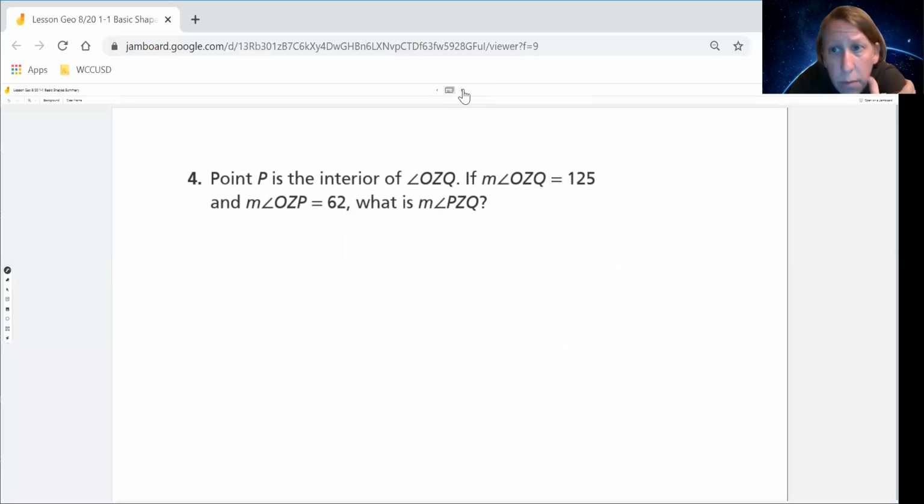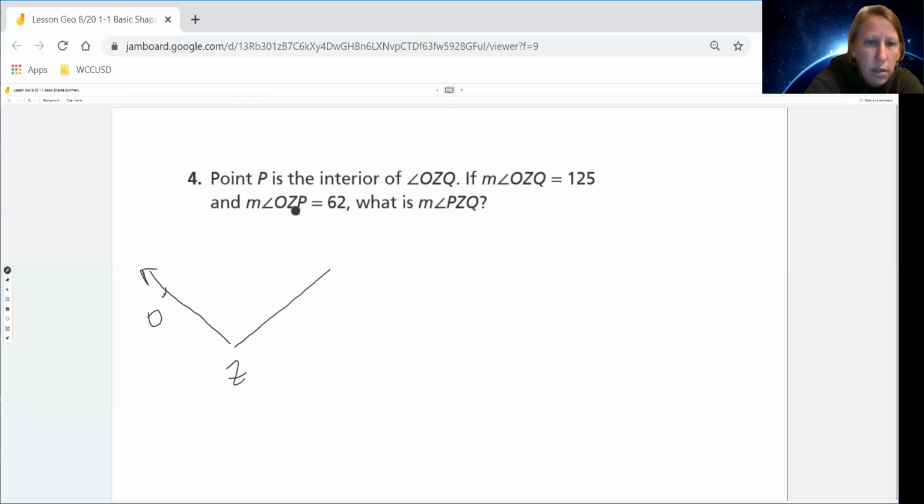Again, we have some writing, some geometry, some symbols, an M, this thing, and we have to read it, make sense of it, and make a picture for it. So this one says we have a point P in the interior of angle OZQ. Okay, so we have an angle OZQ.